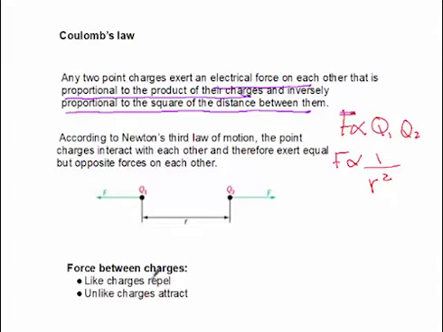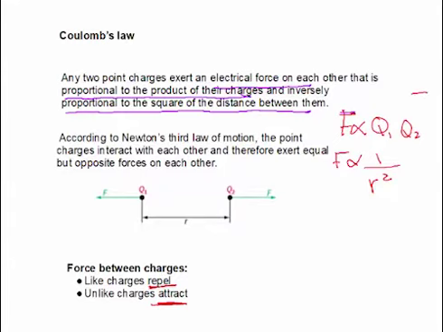This force can be repulsion if both charges are similar to each other. For like charges, the force will be repulsion, and for unlike charges, the force will be attraction. So for a positive with a negative, there will be an attraction force. For 2 like charges, the force will be a repulsion.